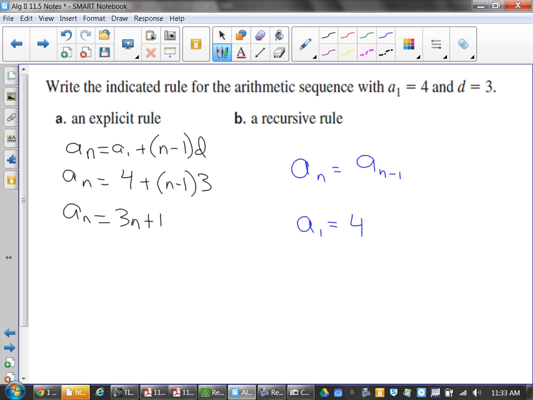And what do you do to each term before it to get to the next term? Think about our sequence here. Our first term was 4, the next one was 7, the next one was 10, the next one will be 13, and so on, right? What are you doing each time? You're adding 3 to the previous term, right? There's your rule.